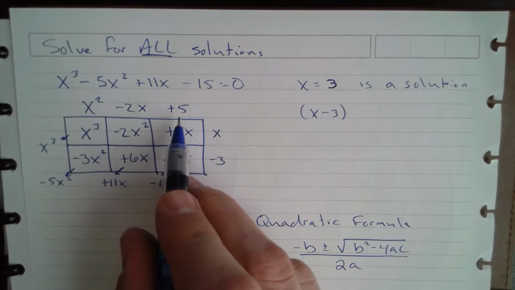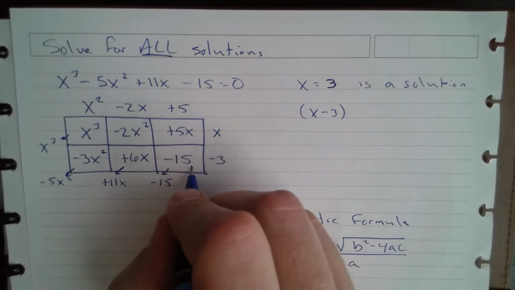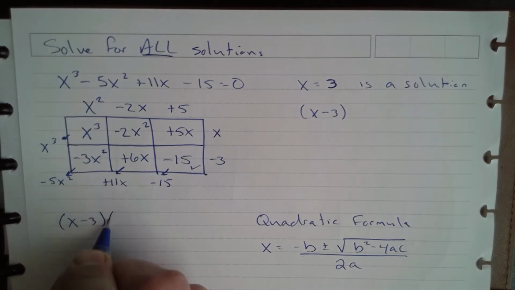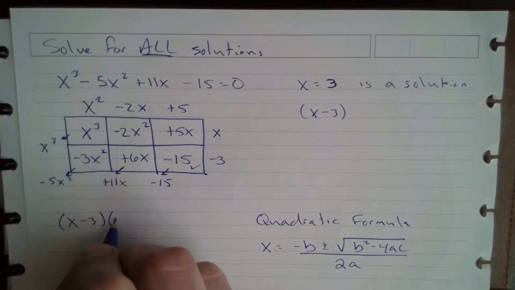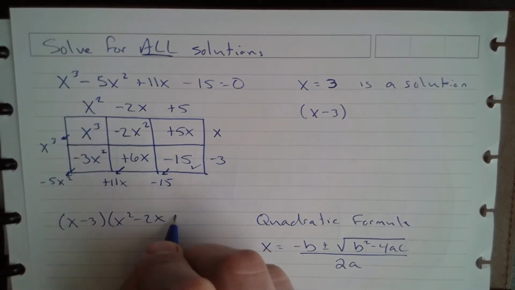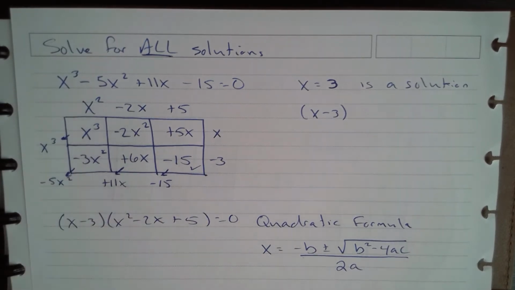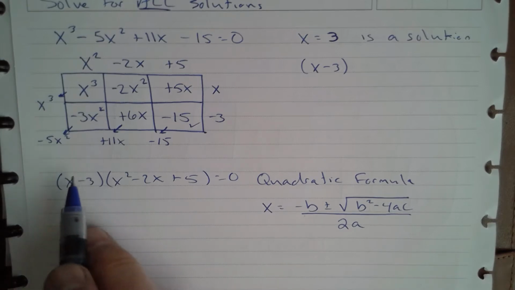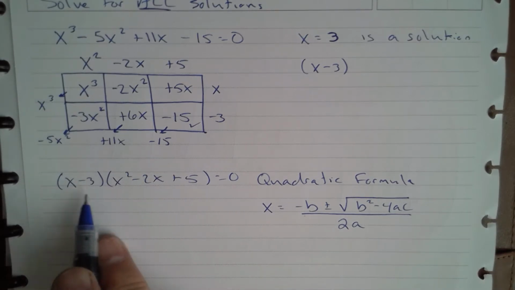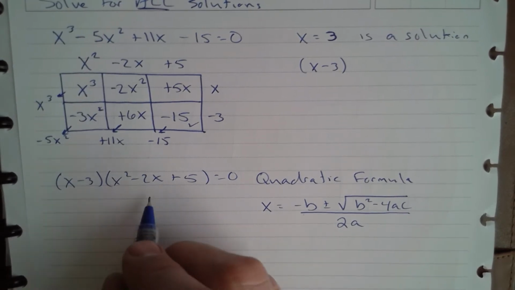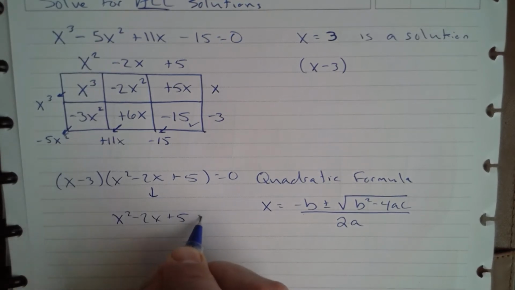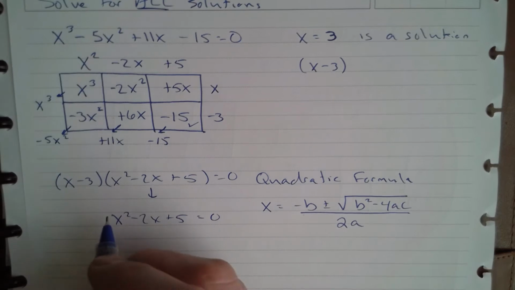And double check our work. 5 times negative 3 does equal negative 15. So that means that this factors to x minus 3 times x squared minus 2x plus 5 should equal 0. So now that we've done the factorization of this, we could set both of these equal to 0 and solve. However, when I set this one equal to 0, this does not factor nicely like the last one did.